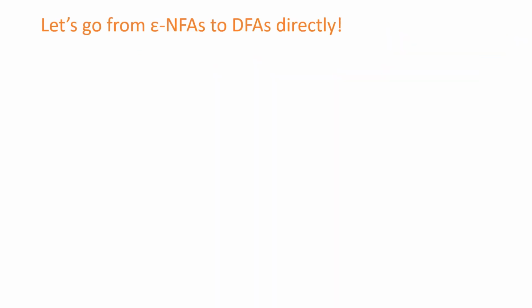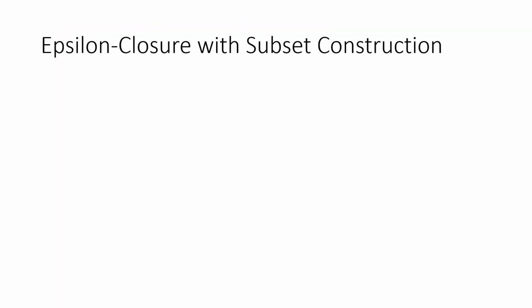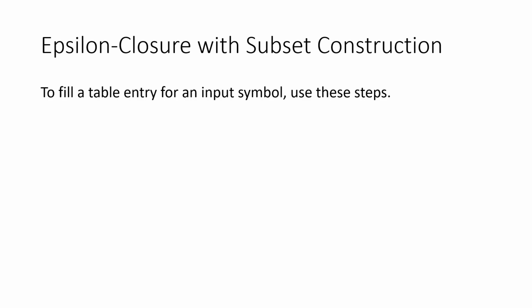Let's say we started with an epsilon NFA and we wanted to turn it into a DFA. We can do that using the epsilon closure with the subset construction. We've already talked about the subset construction, but now we're going to add something to it, which is basically doing an epsilon closure at every step. I'm going to go ahead and talk about the steps in general, and then to make things a little more clear, I'll go through an example.